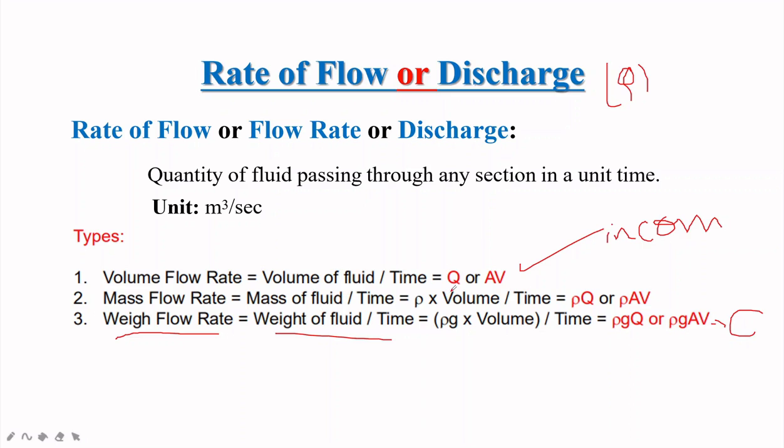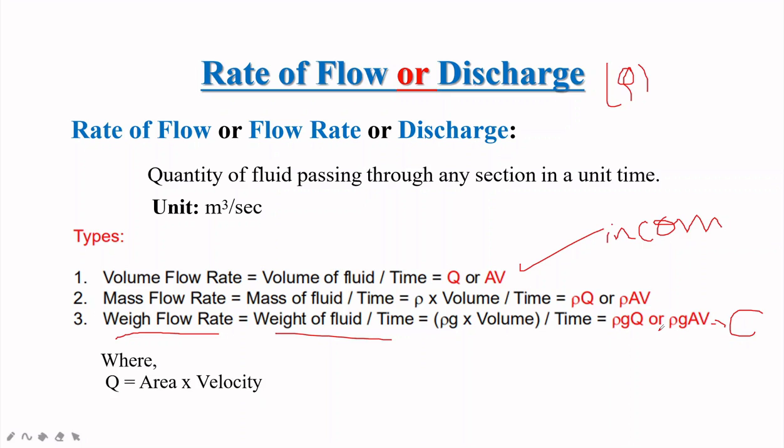So what is the formula of Q? Q is equal to area into velocity. Q is equal to A into V. Whenever we come across mass flow rate, it is equal to rho into Q, or rho into A into V. Whenever we come to weight flow rate, it is rho g into A V. So simply, what is discharge? Discharge is defined as the quantity of fluid flowing per second through a section of a pipe or a channel. You can tell it like this.